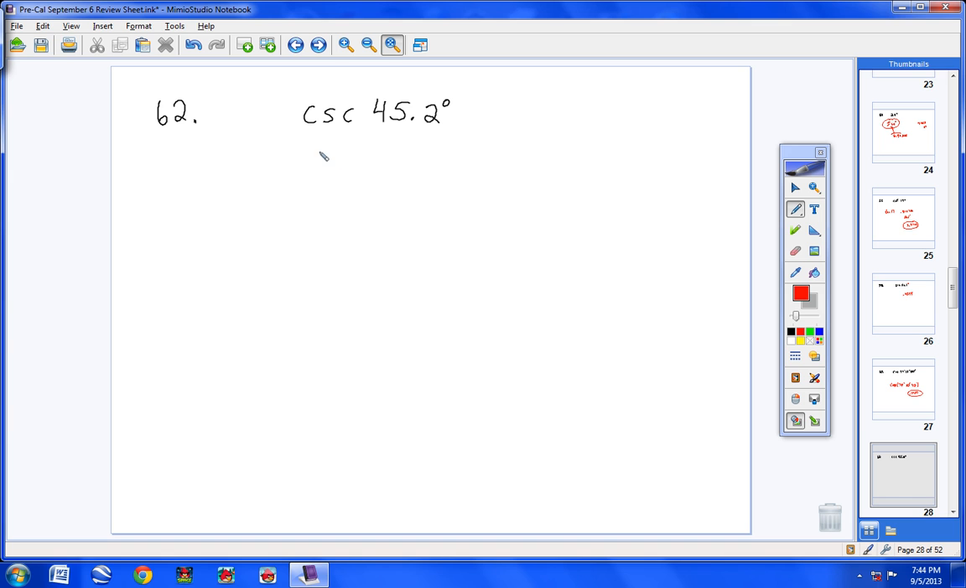Now, cosecant is not on your calculator. So the inverse of cosecant is sine. So I'm going to take the sine of 45.2. If you type that into your calculator correctly, sine of 45.2, you should get 0.7095707365. Now, we're not trying to find the sine of 45.2. We're trying to find the cosecant.